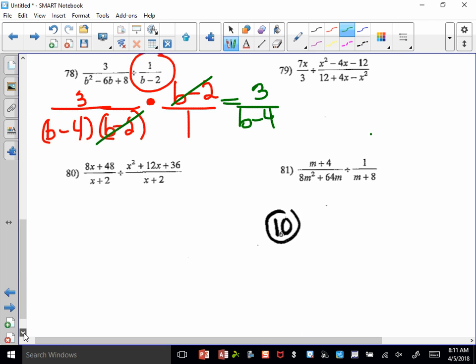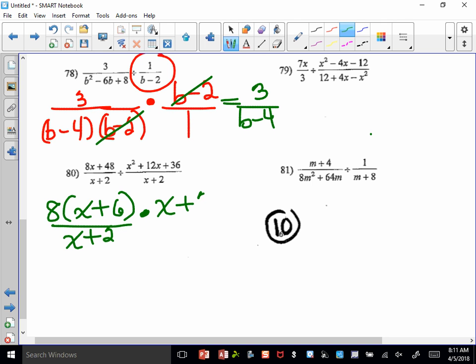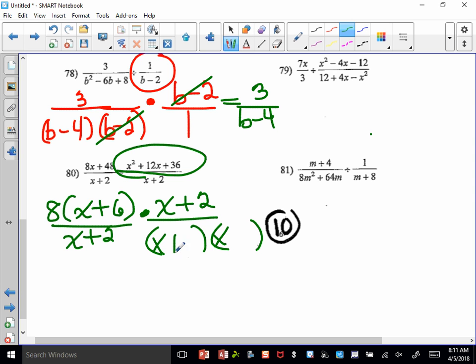Okay, so in number 80, at the top, I can factor out an 8. So I'm going to be left with what? X plus what? 6, okay. I'm going to leave the x plus 2 here. All right, now I need to actually reverse this, so I'm going to put the x plus 2 at the top. Okay, don't forget to change it to multiplication. And then at the bottom, I'm going to factor out what I have up here. So this is x and 6 and 6.